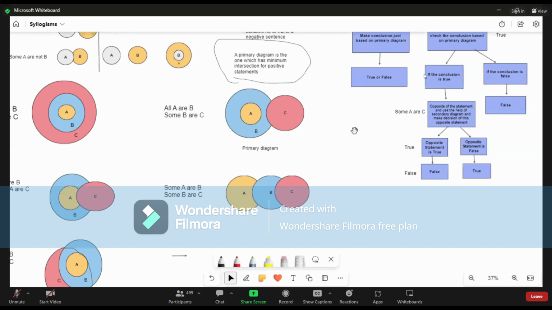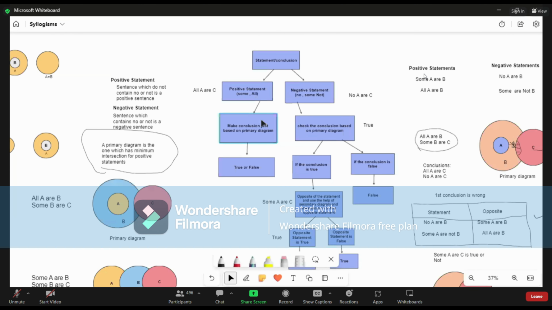So based on this primary diagram, we make the result or the conclusion for positive statements. You shouldn't go anywhere or check the secondary diagram for the positive statements. You have to just follow the primary diagram itself. But the issue only comes with the negative statements. In the negative statements, you will first check the conclusion if it is true or false based on the primary diagram that we have drawn.